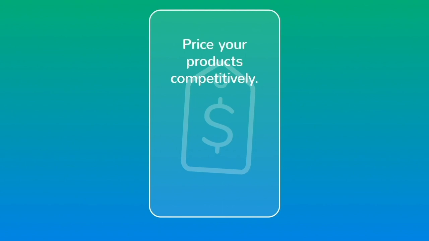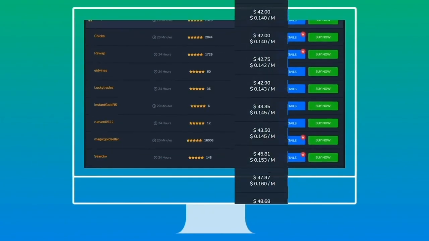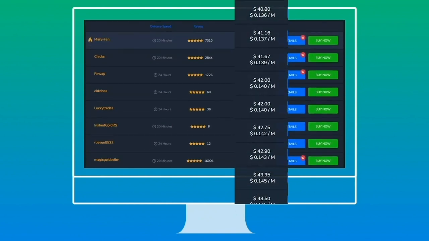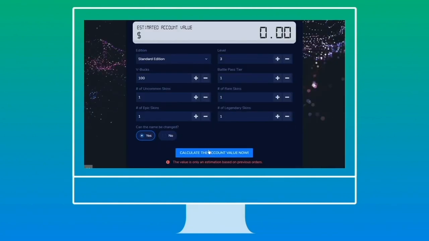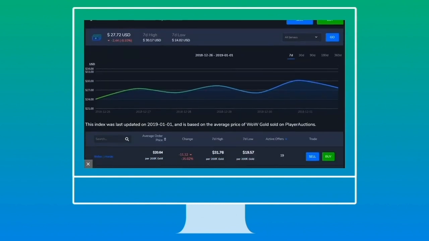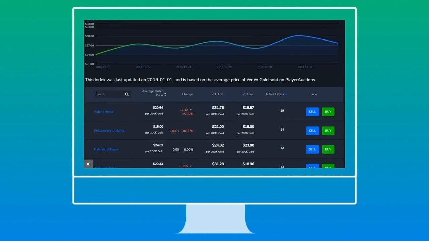Number 3, price your products competitively. You can double-check pricing information by comparing similar products that are already listed for sale on PlayerAuctions. For game accounts, check out our Game Account Value Calculator tool. For currency, see our Market Tracker tools for historical market pricing information.